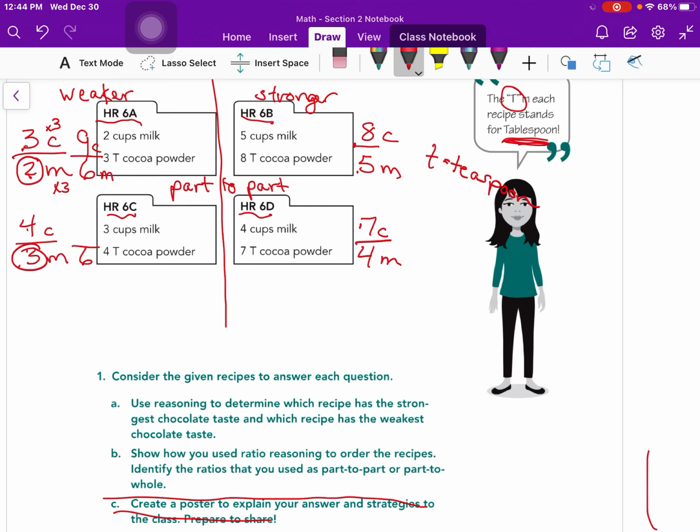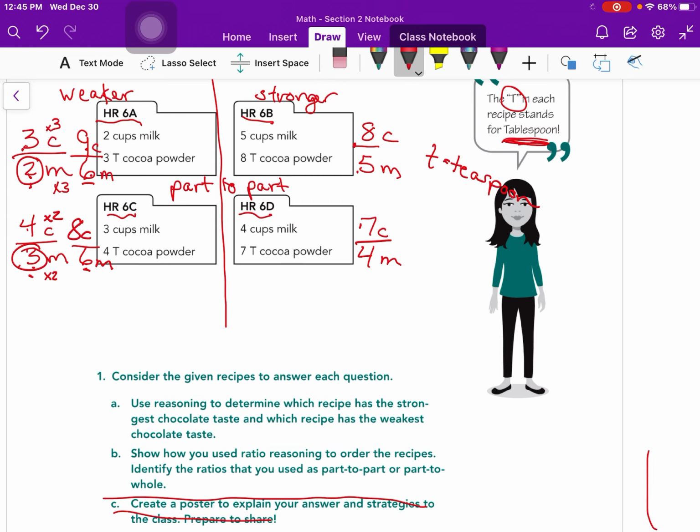Well, down here at the bottom, I can get to 6. I can get 3 to 6 by taking it times 2. And if I do that on the top, I get 8 cocoa to 6 milk. That's like doubling the recipe. So if I triple this recipe and double this recipe, now I have the same parts of milk, both 6 and 6. Well, if they're both 6 milk, this one has 9 cups of cocoa, or 9 cocoa tablespoons.